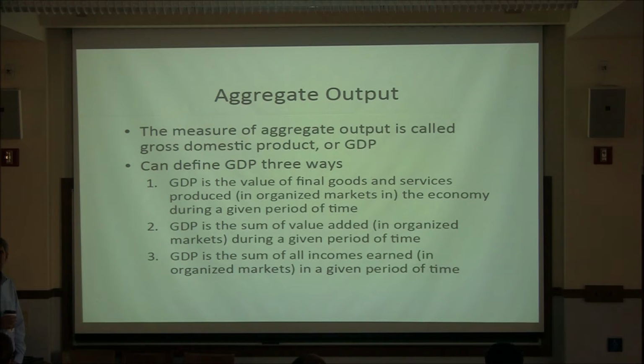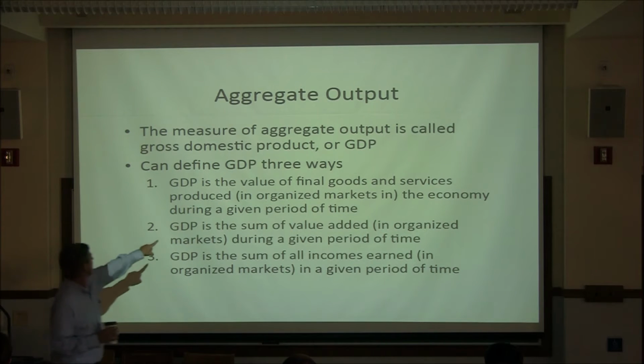You take the price of oranges times the quantity of oranges plus the price of apples times the quantity of apples plus the price of cars and the quantity of cars. You sum up all those prices times those quantities that were sold in a given year, and that gives you aggregate GDP.